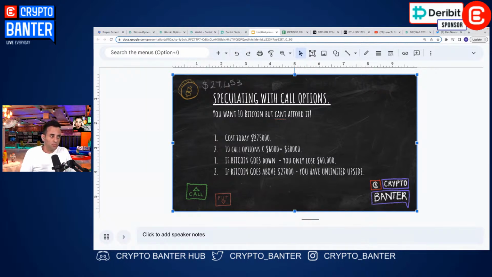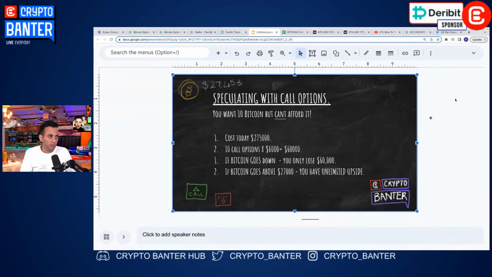The option that you paid $60,000 for is now worth 10 times $100,000, so $1 million less Bitcoin's price today. So it shows you that you can use options to buy something that you ordinarily wouldn't have had.